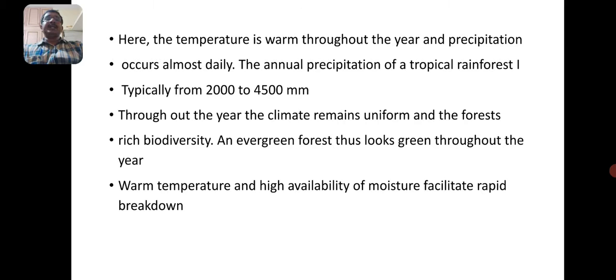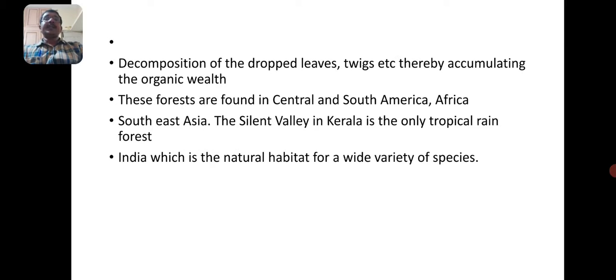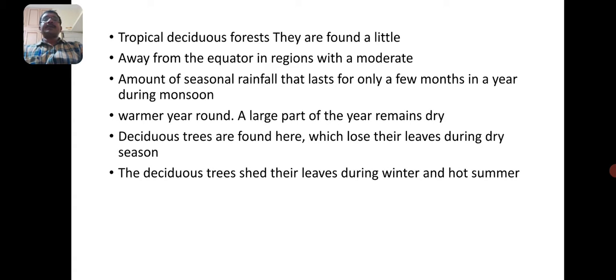Warm temperature and high availability of moisture facilitate the rapid decomposition of the dropped leaves and twigs, thereby accumulating their organic wealth. This forest is found in Central and South America, Africa, Southeast Asia, and the Silent Valley of Kerala, which is the only tropical rainforest area in India, the natural habitat for wide varieties of species.